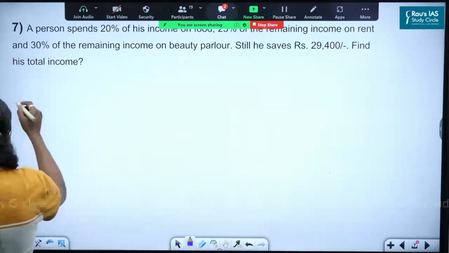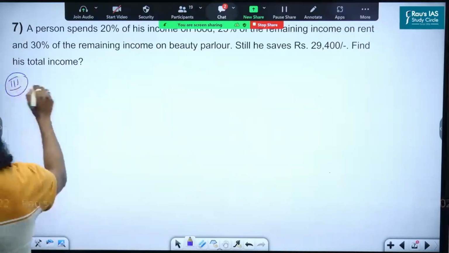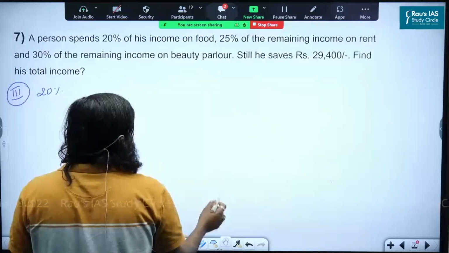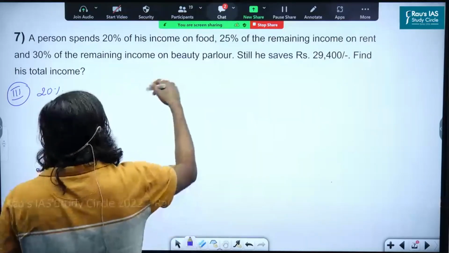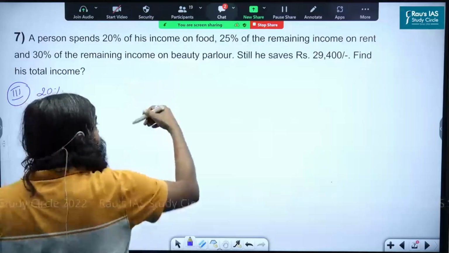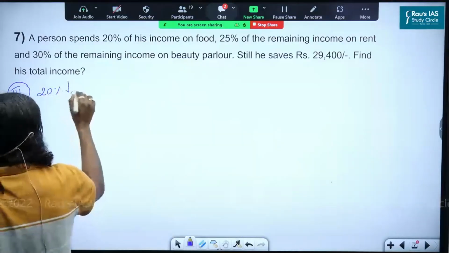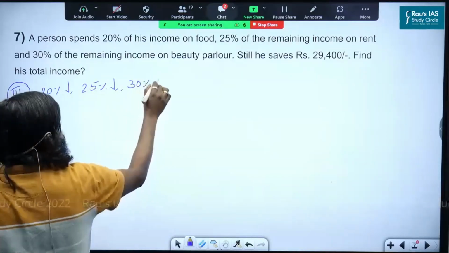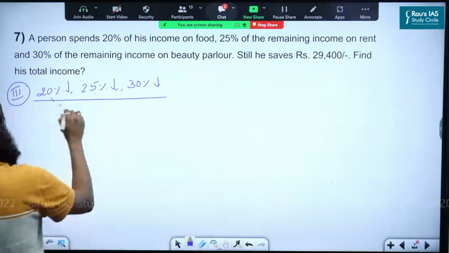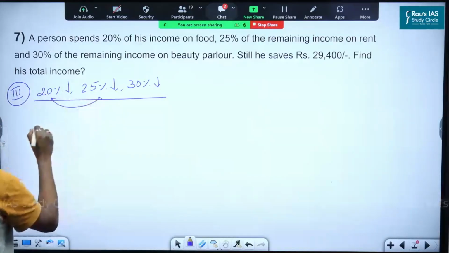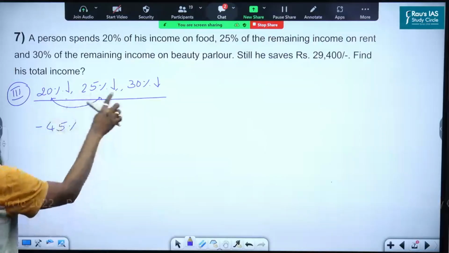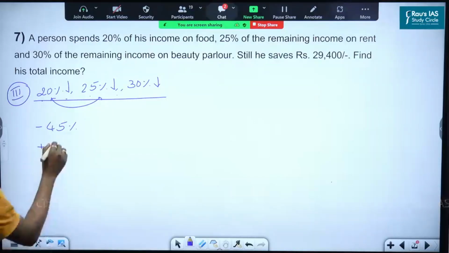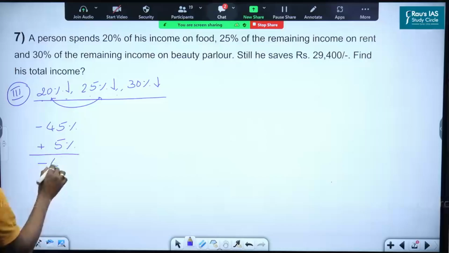Listen carefully. First, I will solve by third interpretation. Somebody may think, sir, percentages are there, increase or decrease is not given. You are withdrawing money from your income every time, so your money is decreasing. That means 20% decreasing, 25% decreasing, 30% decreasing. Combine any two: minus 20, minus 25, minus 45%. Minus into minus plus 20 into 25, that is 500, divided by 100, that is 5%. So the net is 40%.